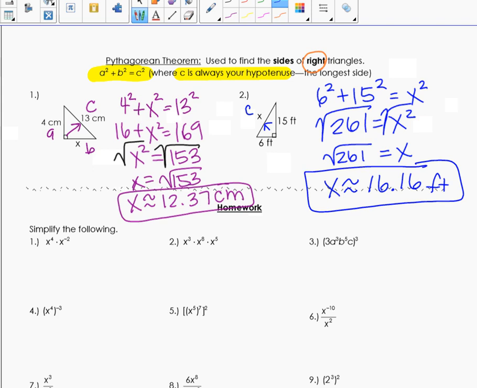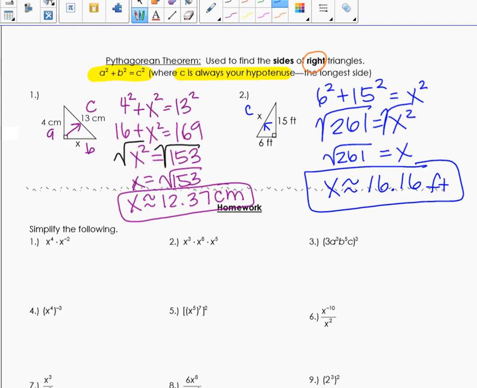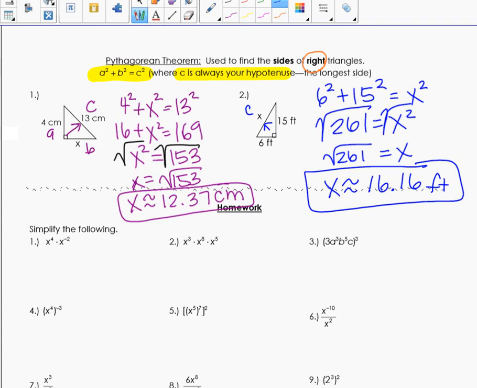Okay, so you're either going to be solving like number 1 for a leg, A or B, they're interchangeable, or like number 2 for the hypotenuse, which is C. Okay, for your homework, you just need to go through those 12 problems. And once you go through those, make sure you check those on Google Drive, see how your answers are, and then we'll go over any questions you have tomorrow. Cool?